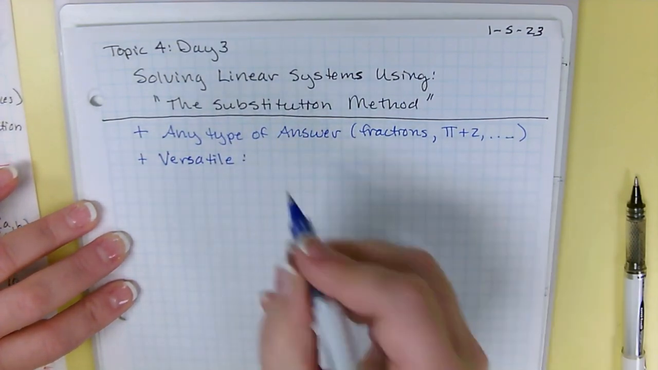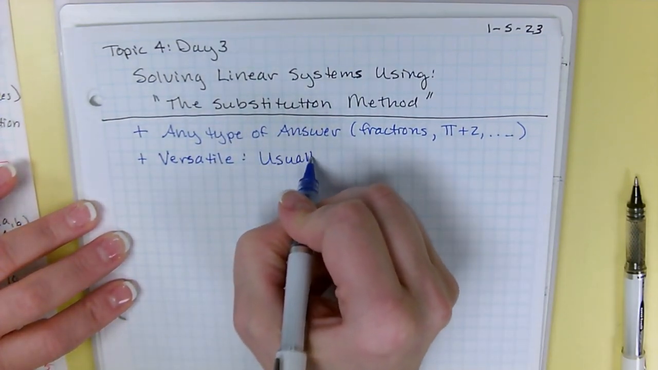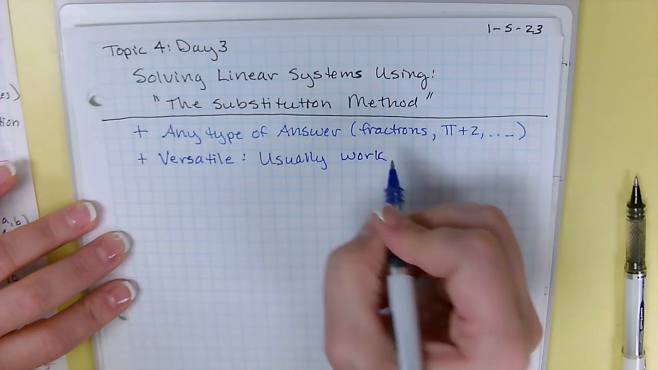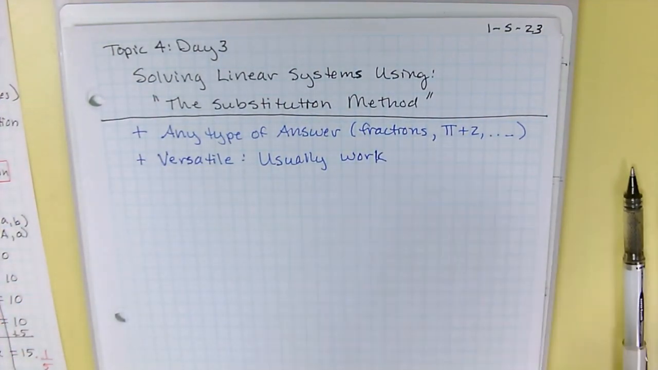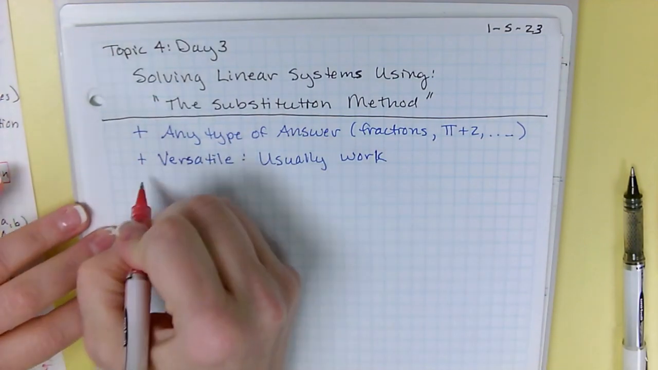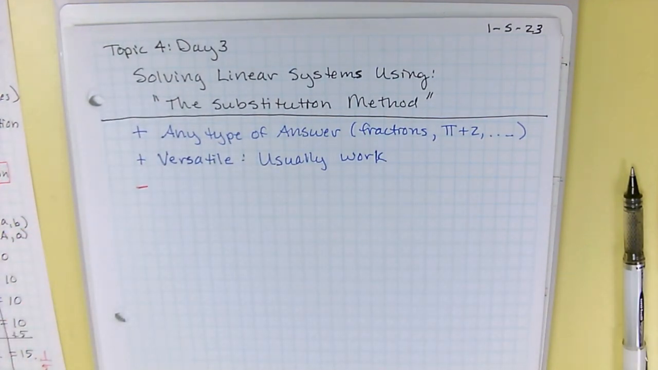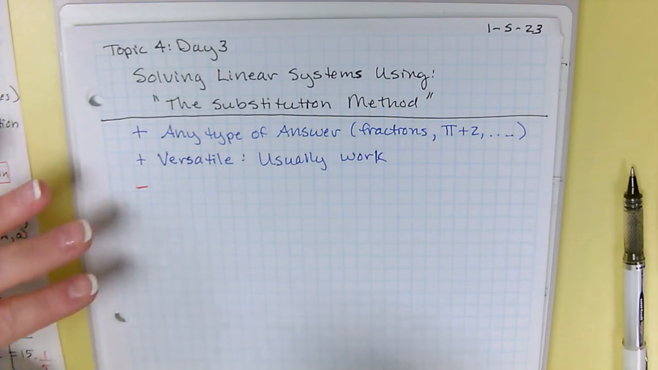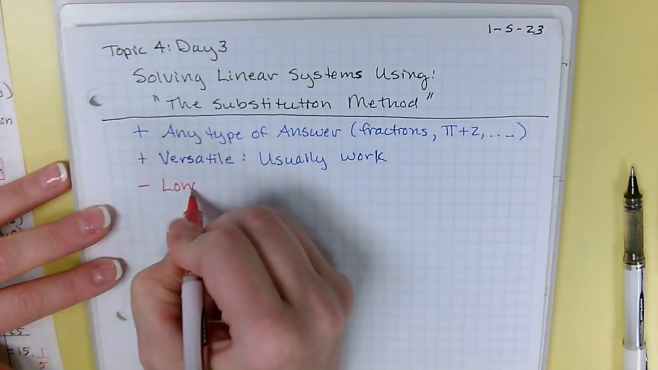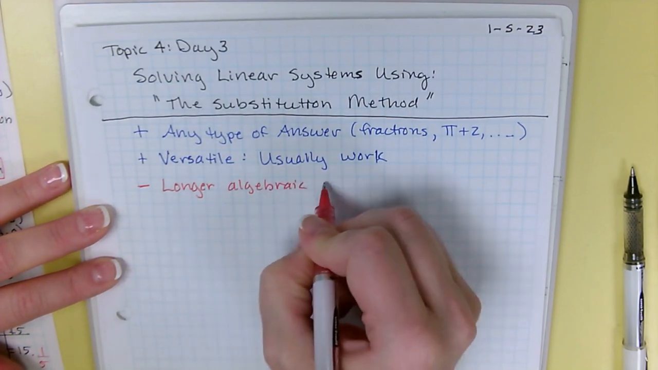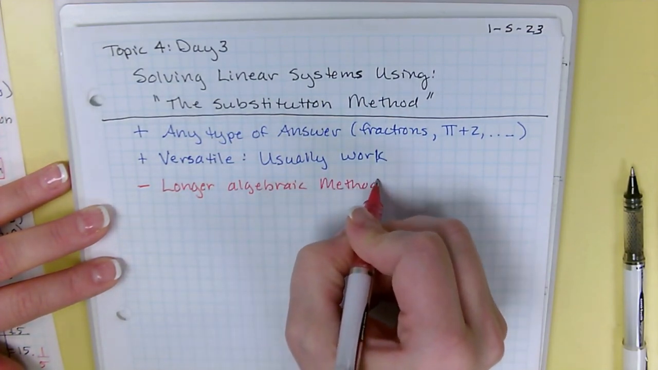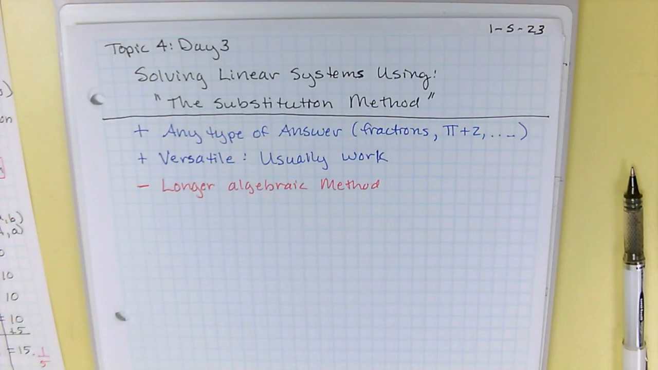The other big plus about substitution method, it is versatile. Really versatile. It will usually work. And it works with weird equations. It works with a great many things. It's not limited at all. Okay, so the downside to substitution method is that it tends to be a longer algebraic method. And we'll talk later about how you pick which method to use, what is strategically the best one to use for a certain situation.